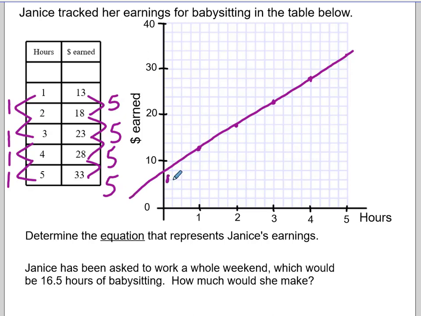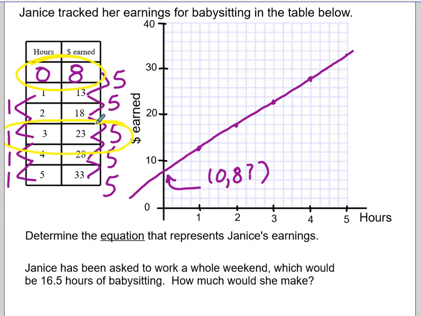I can see I have a y-intercept here, and it looks like it's about 8. But my graph isn't always the most reliable tool, so I might want to go back to my table of values. And if I look at this, I had to start at something, increase by 5, and land at 13. Well, the only thing that could be is 8. And if I follow the pattern on the other side, I would have a 0 in the hours column. So I now have my y-intercept, which is really important, and I also have my slope. So if I take those two pieces of information, I can now write my equation.